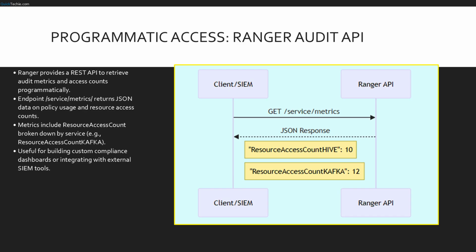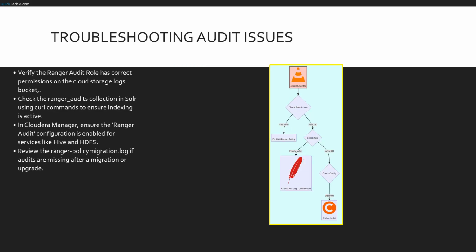The sequence is simple but powerful. The client or SIEM system sends a GET request to the Ranger API metrics endpoint. Ranger replies with a JSON response. The notes highlight the data payload, specific counts of access attempts for services like Hive and Kafka, allowing for automated trend analysis.